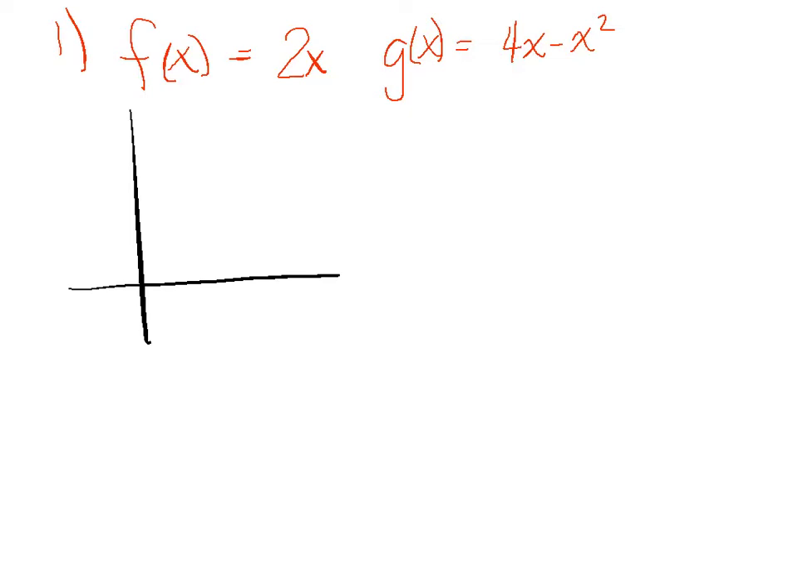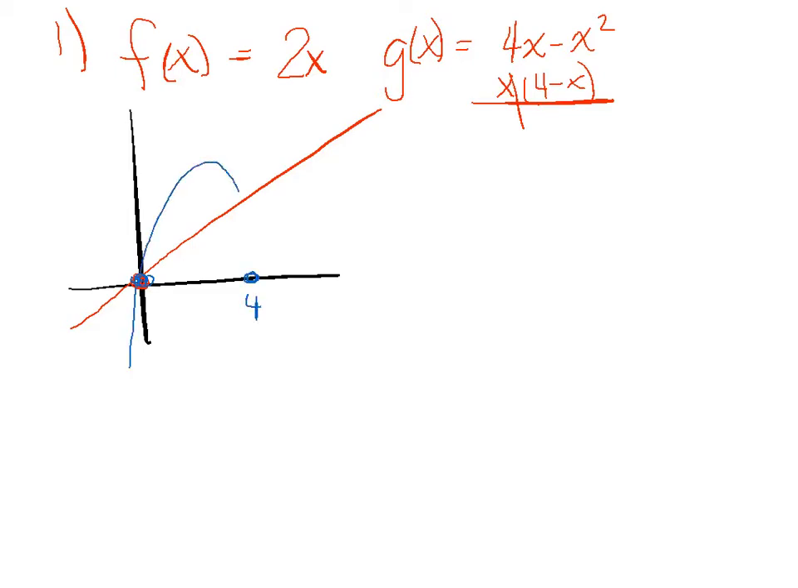So 2x, obviously just a line, slope of 2, goes through 0. If I factor this, I can plot x(4 minus x). This one should be crossing at 0 and 4, and it's an upside down parabola, of course. Looks like this.